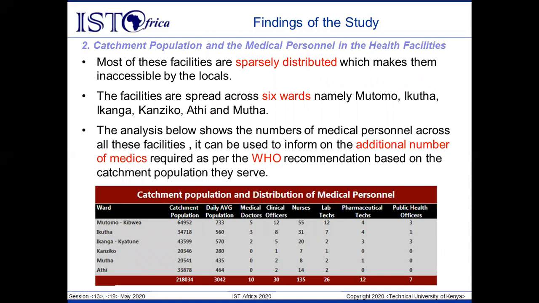The other analytics that we did was on catchment population and the medical personnel in the health facilities. Most of these facilities are sparsely distributed, which makes them inaccessible to the locals, and they are spread across 6 wards in Kitui South Sub-County, namely Mutomo, Ikuda, Ikanga, Kansiko, Athi, and Muda. The analysis below shows the number of medical personnel across all these facilities, and it can be used to inform the additional number of medics required as per the WHO recommendation based on the catchment population that they serve. So in the analysis below, we can see the wards in Kitui South Sub-County, then the catchment population that they are supposed to serve, the average daily population they serve, and the distribution of the health workers in these facilities.